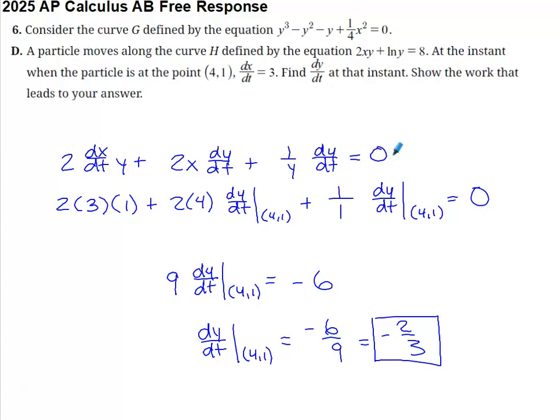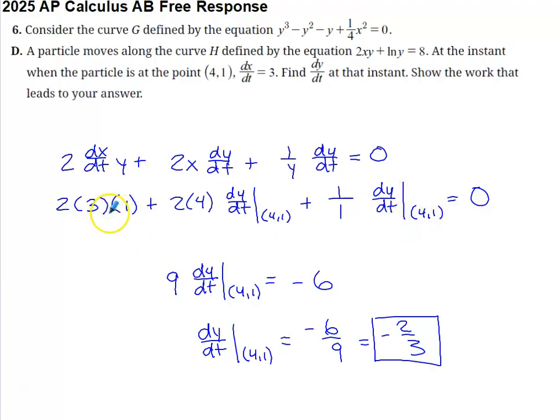And then don't forget to take the derivative of the other side of the equation. Now I want to figure out, at the ordered pair 4 for x, 1 for y, what the value of dy/dt is. So I put 4 in place of my x, 1 in place of my y's, and positive 3 in place of dx/dt. You will notice a change in my notation here. I needed to denote that once I start plugging in, this is the value of dy/dt evaluated at (4, 1).